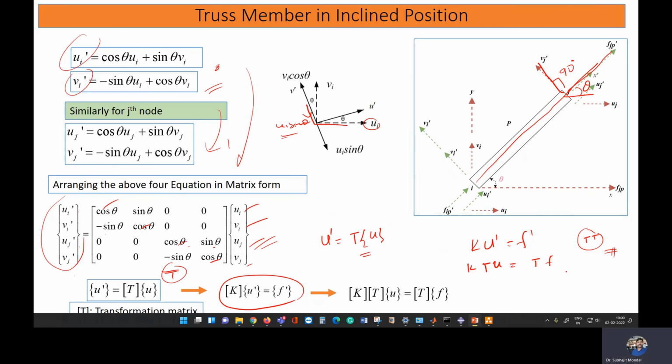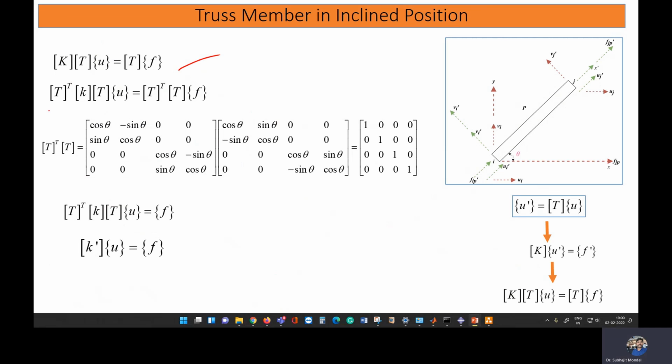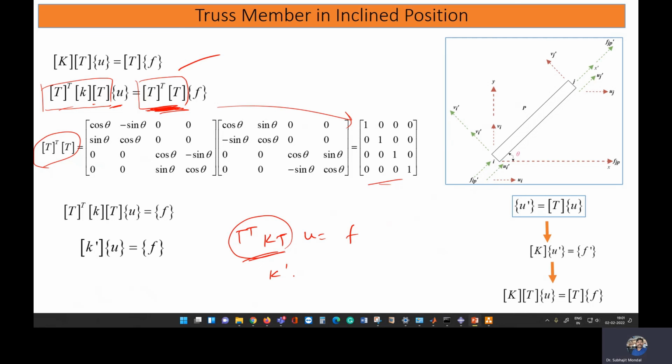So we'll apply T transpose K T u on this side, and on this side also T transpose T F. We can obtain this equation. So we can write it in this way: T transpose K T u, and here we get T transpose T F. Now you see this part will come as an identity matrix. If you multiply T transpose T, you will get the identity matrix. So we can write that T transpose K T u is equal to F, because the identity matrix I will come. And this part we can say is our transformed stiffness matrix, K dash u is equal to F.